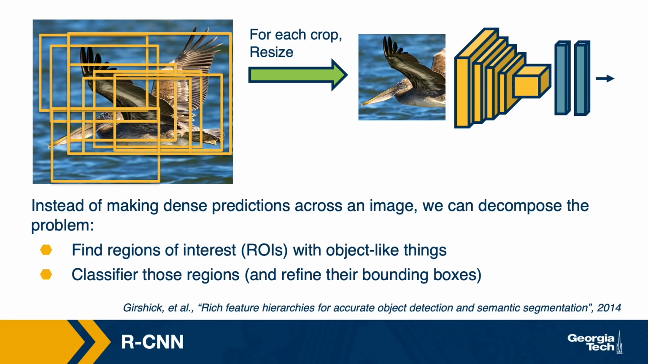That is, regions that have a high probability of having some sort of object in them, as opposed to being part of the background. We can then classify those regions and refine their bounding boxes. Specifically, we can take each region of interest, that is a crop in an image, and resize it to whatever size is input into the convolutional neural network. For example, a pre-trained ImageNet model. And then we can obtain predictions. We can do this for a batch of data and then backpropagate to optimize the model.